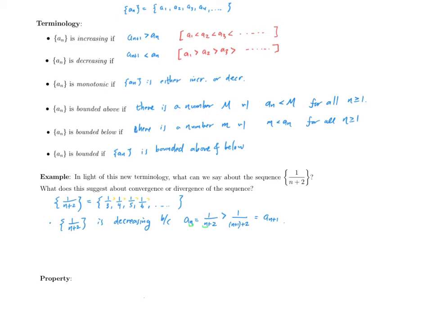A sub n plus 1 is less than a sub n, which is precisely what it means for a sequence to be decreasing. All right. Furthermore, let's go ahead and note that this is bounded as well. Now, how would we explain that? 1 over n plus 2 is bounded because, and then we need some explanation.